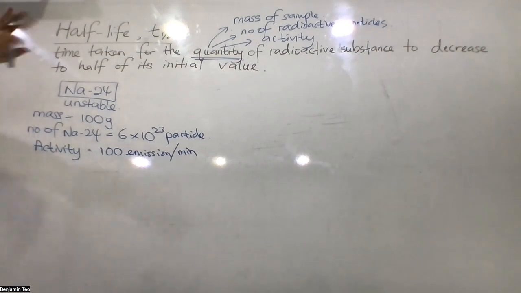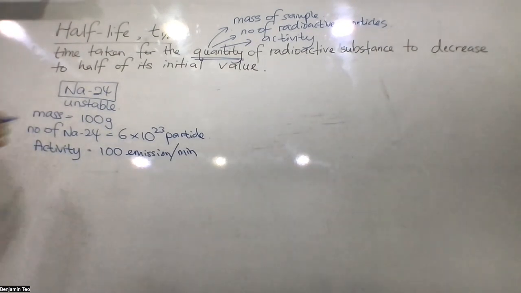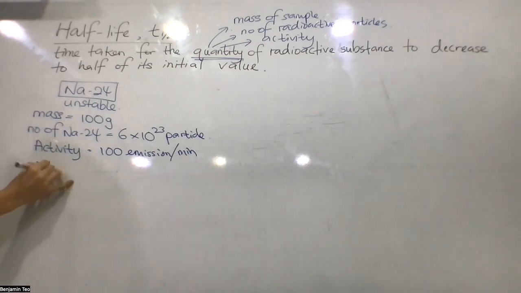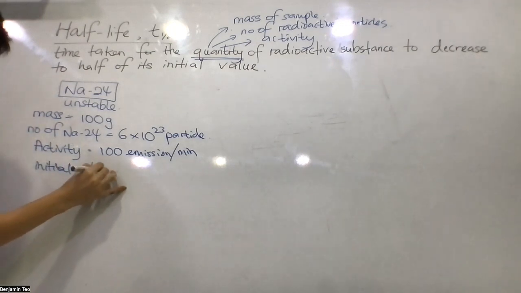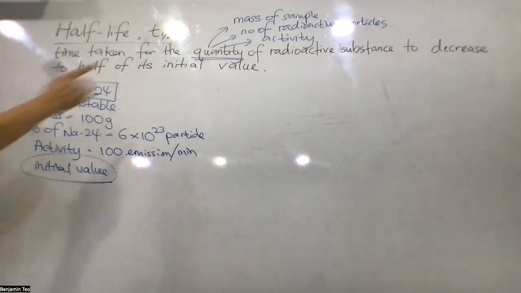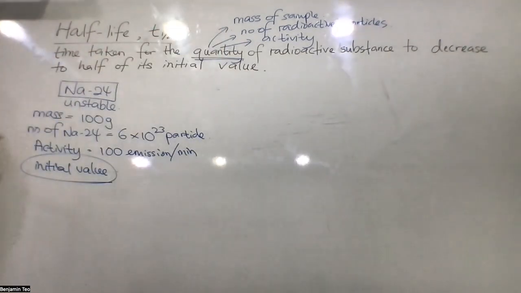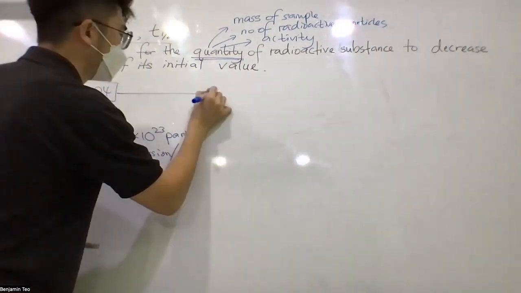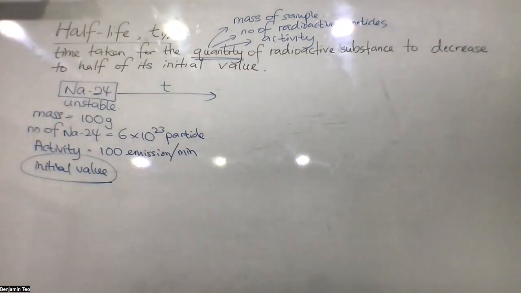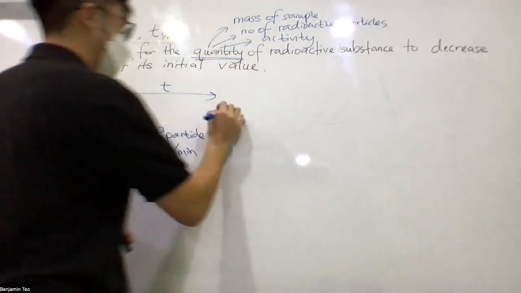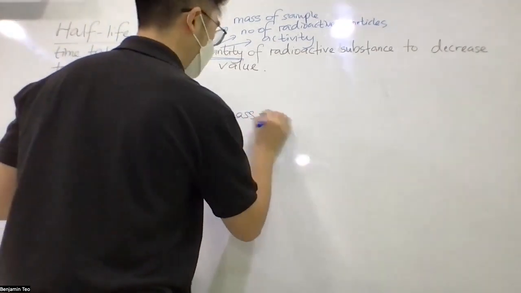Okay, so let's say we start with this one. These are all things I measure, right? These are all initial values. Initial value, initial quantity. So when I say quantity, it represents these 3. Then, after I make the measurement, I put it on the table. So this is sodium 24, unstable. I put it here. Then I just let it do its thing. Then, after a certain period of time t, I go back and measure again. Then I found the mass became 50 grams.